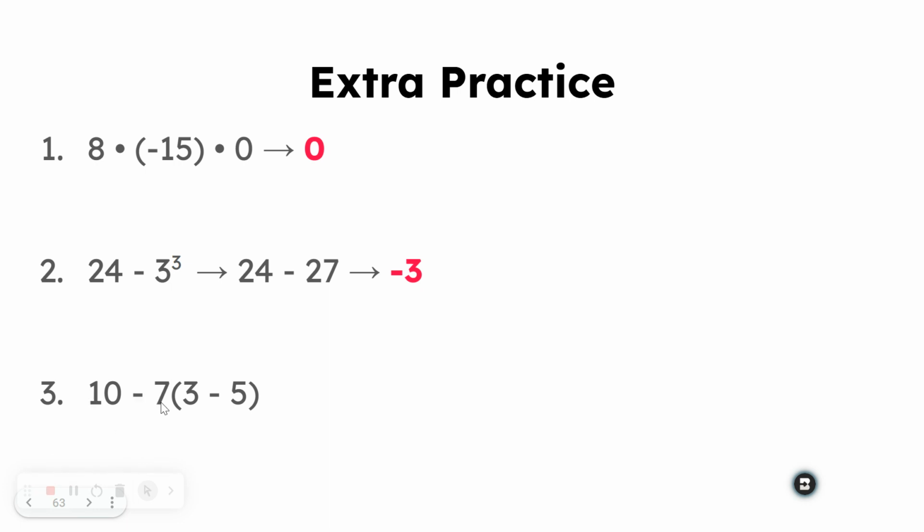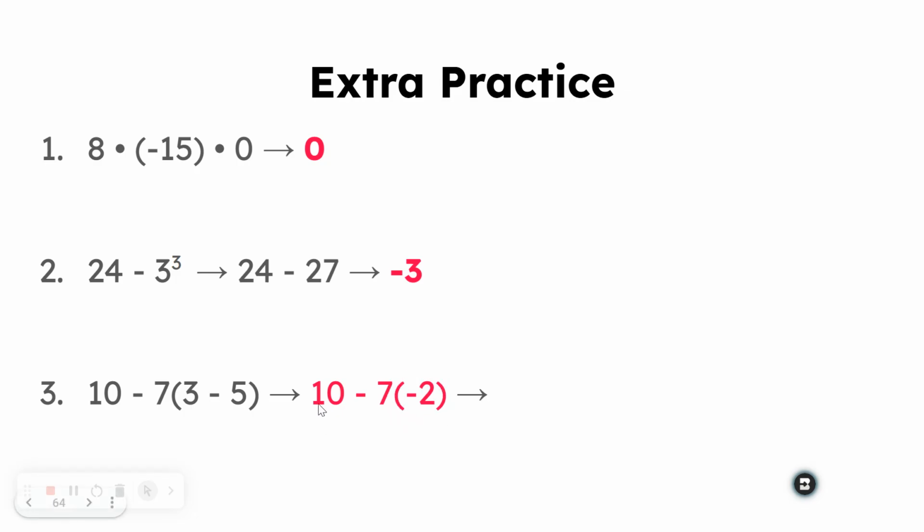10 minus 7 times 3 minus 5. So first things first, order of operations, I have to do my parentheses first. So I'm going to start with 3 minus 5. I know this is going to be a negative result because my smaller number comes first. 3 minus 5 is going to give me negative 2.